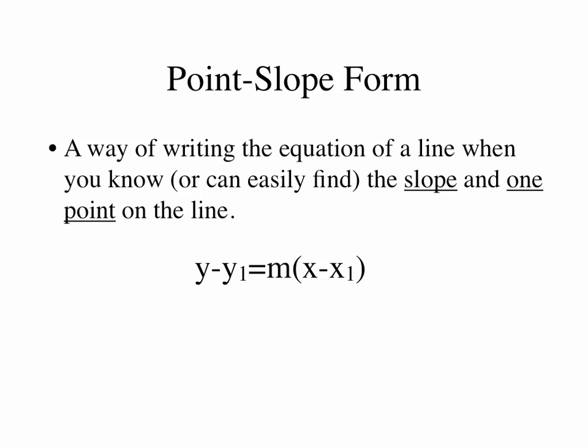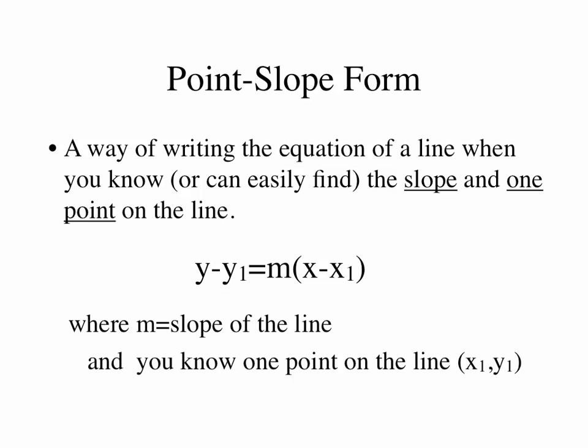The general way of writing point-slope form looks like this. y minus y1 equals m times (x minus x1). m is the slope of the line, and x1 and y1 are the x and y coordinates of one point on the line that you know.